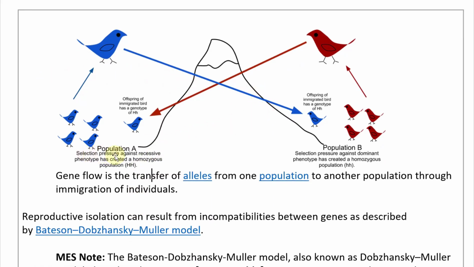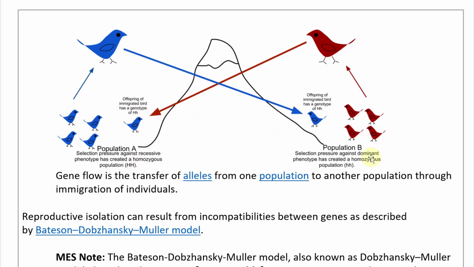So, for example, if you have population A, selection pressure against the recessive phenotype has created a homozygous population, which is HH. In this case, let's say you have a giant mountain blocking these two species of birds, and you'll have this setup right here. It's going to be a blue bird here, and selection pressure against the recessive phenotype has created a homozygous population of dominant genes. So HH, this is dominant HH, and it's homozygous. So there's not even a chance for the recessive lowercase h for the red.